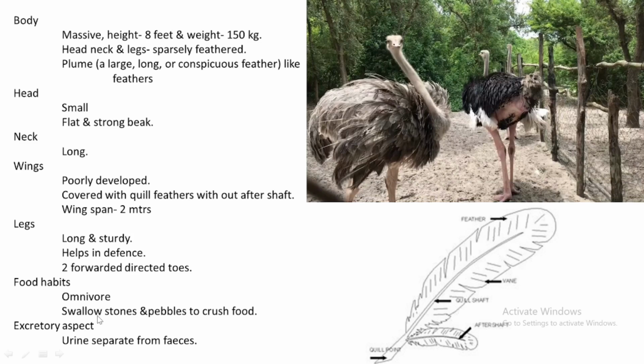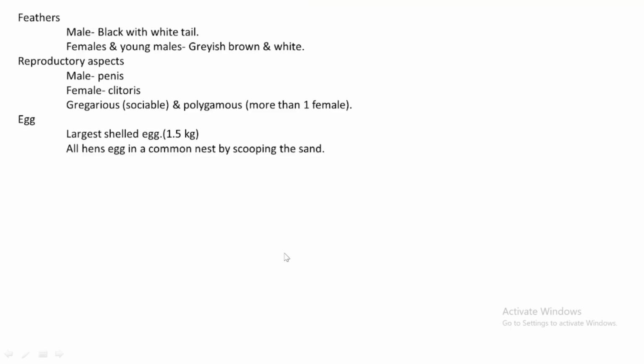Along with its food, it swallows stones and pebbles for crushing the food that reaches its stomach. Then the excretory aspect, its urine is separate from its fecal matter. Means it can discharge the waste water separate from fecal matter. That is about the excretory aspect. And coming to feathers, the male has a black and white tail, but in the case of females and young males, feathers are grayish brown and also white.